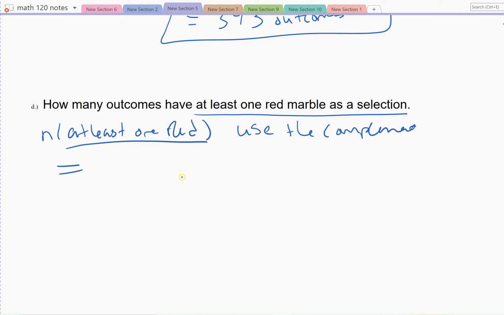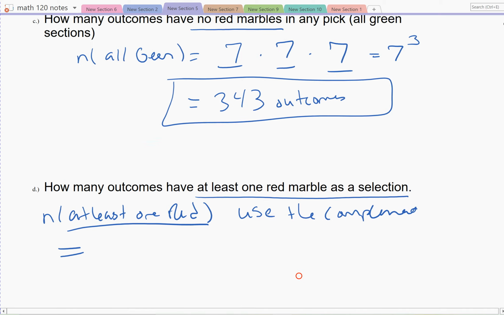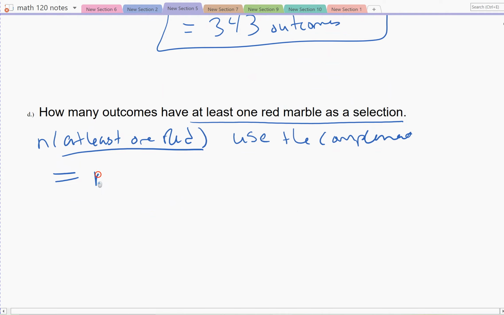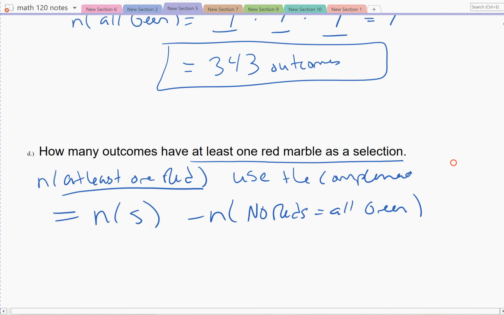Number of ways to get at least 1 red. Well, at least 1 red means 1 red or more, right? I get 1 red or more than 1 red. The complement to that is no reds, right? All green come out. So I want to throw away all of the outcomes where I had no reds. Well, I figured that out in the last example, right? All of them are green. And so it's the number in my universal set minus the number of cases where there were no reds. Again, that's the all green case, and I actually have those numbers already. Those were found in my first 2 outcomes.